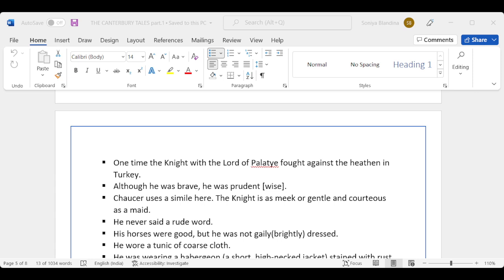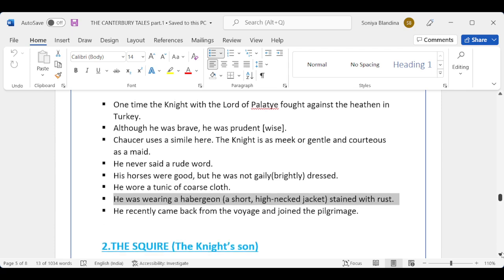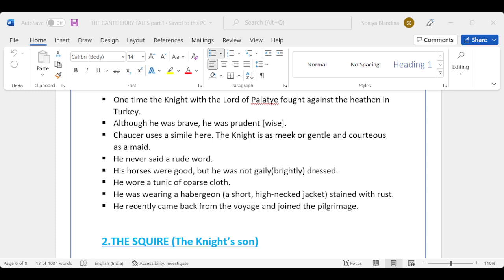See, he fought many battles, he won many battles, he sat in higher positions more than once, but he was never rude and he never uttered a rude word to anyone in all his life. Such kind of a character is our knight. And then he is a knight, right? So he is having horses. So what kind of horses? His horses were good. So he is having very good horses.